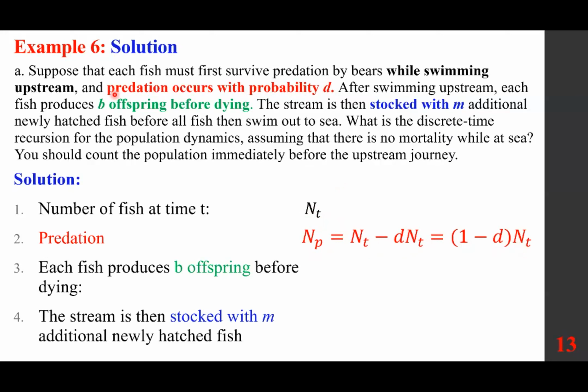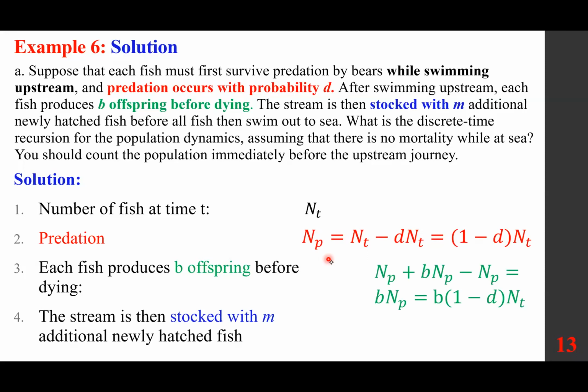What is the next step? After swimming upstream, each fish produces b offsprings before dying. So basically, they get multiplied by b offsprings, but since they all die, we don't add that one. There are a couple of ways to write it. One simple way is to multiply this by b. Each one gives us 5 times that, each one gives us 10 offsprings, 10 times that. So whatever this is times b.